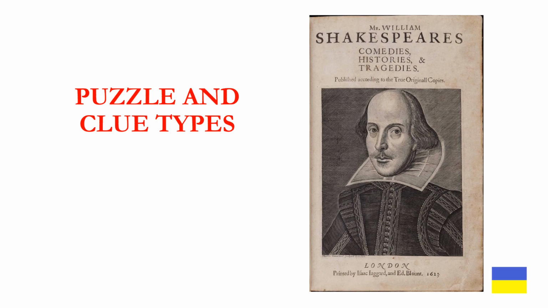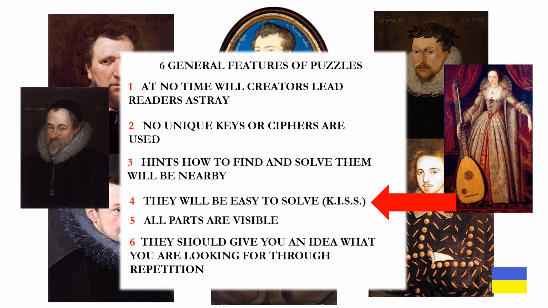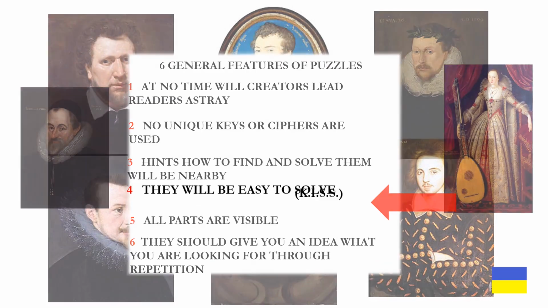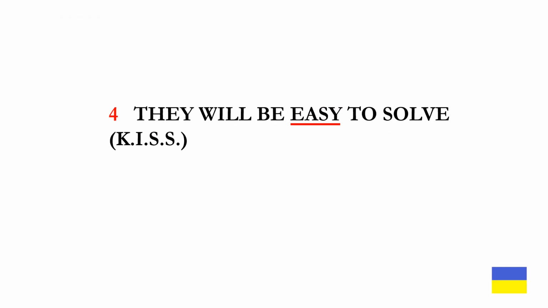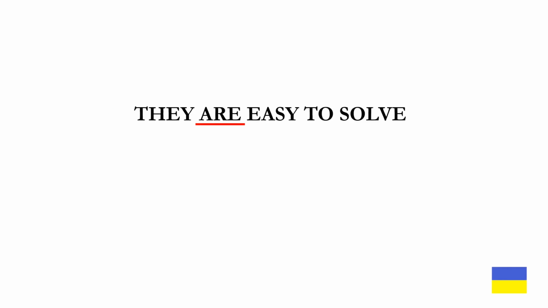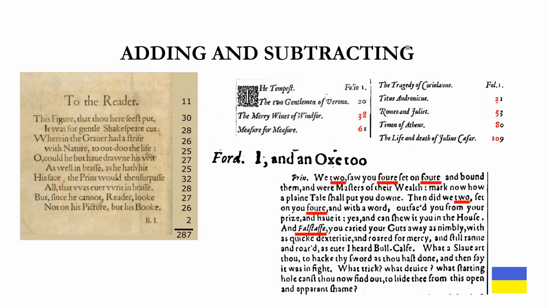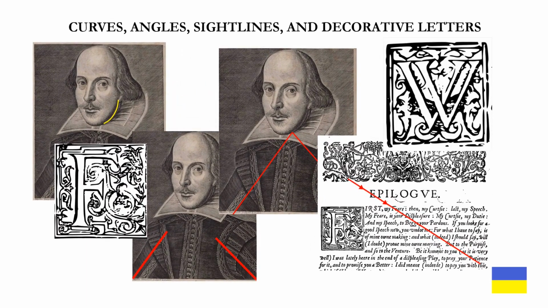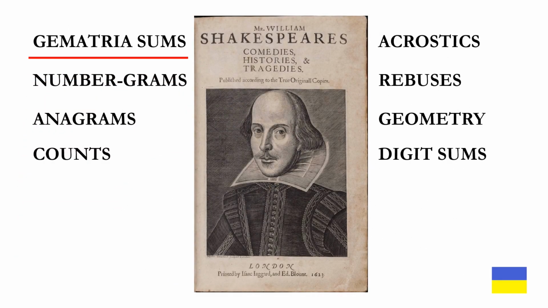Now I will give you some puzzle and clue types. Before we do that, we have to go back to point number 4, that they will be easy to solve. The key here is they will be easy to solve. And in fact, they are easy to solve because most of them involve simple adding and subtracting. And we will also see the use of curves, angles, sightlines, and decorative letters to tell us who the man behind the name really was. I will start with Gematria sums.